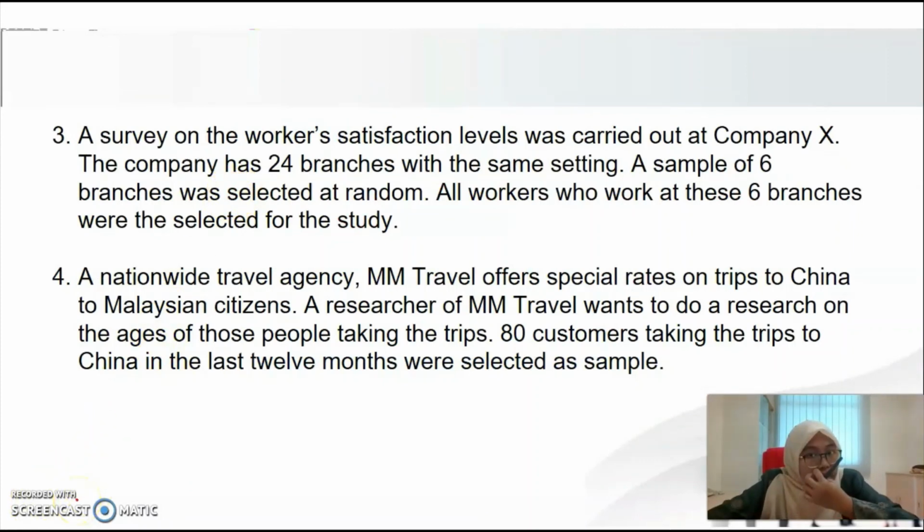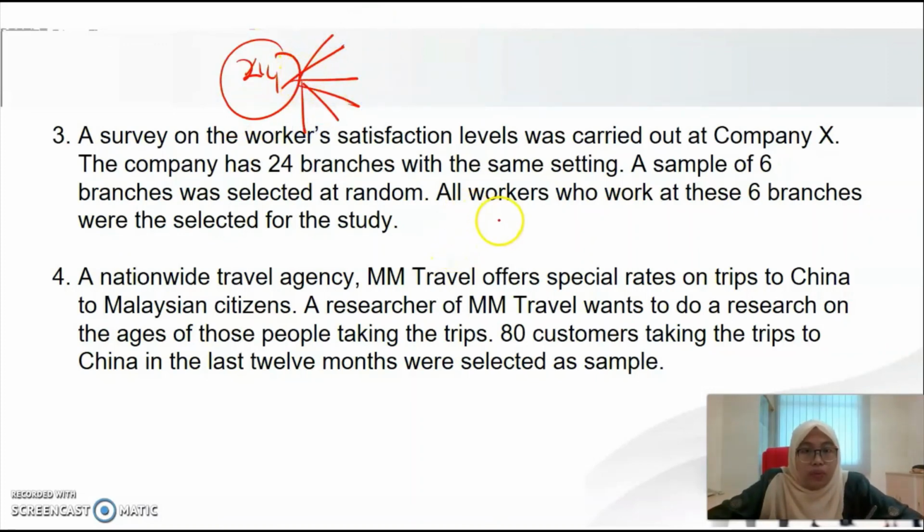Next. Number 3, a survey on the workers' satisfaction level was carried out at company X. The company has 24 branches with the same setting. A sample of 6 branches was selected at random. So from 24 branches, we only pick 6 branches. All workers, all elements of these 6 branches, were selected as our sample.